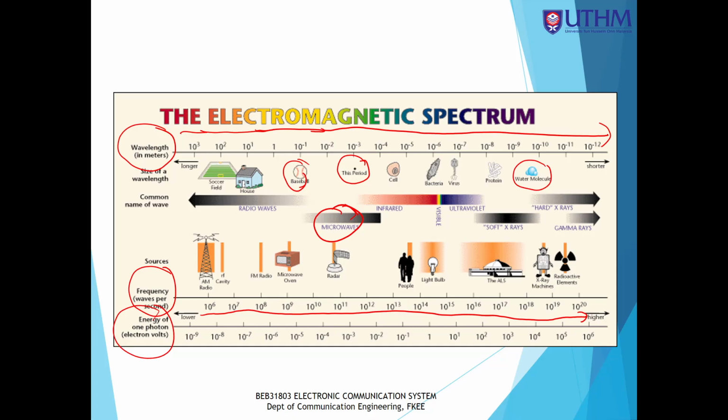The frequency is chosen based on the application that we want to use. Frekuensi ini dipilih berdasarkan aplikasi yang kita inginkan. Every application has different kinds of frequencies. Even your mobile phone uses GSM or 4G LTE frequency bands, which are different from the radio frequency band. Dia berbeza dari segi frekuensi.